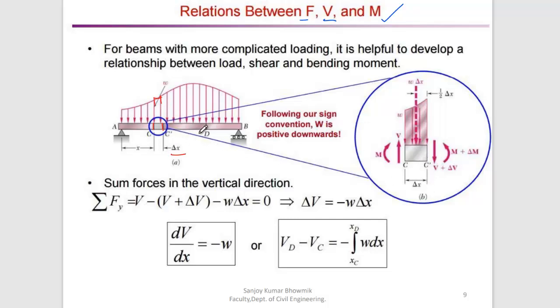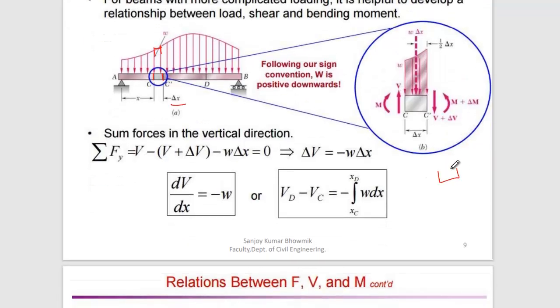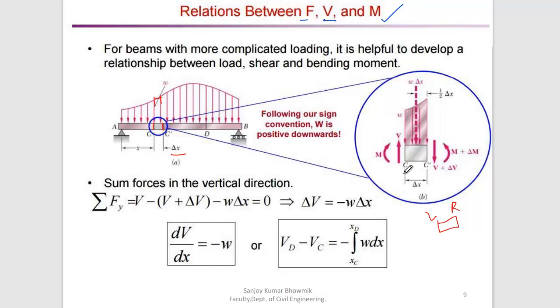So if you magnify this section, if you take this section out, this is your left portion and this is your right portion. As we just discussed in the sign convention, on the left side there is clockwise moment and upward shear force, and on the right side anti-clockwise moment and downward shear force. And on the top we have load from this portion to this portion.